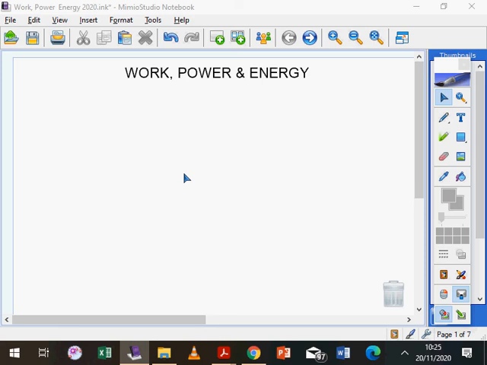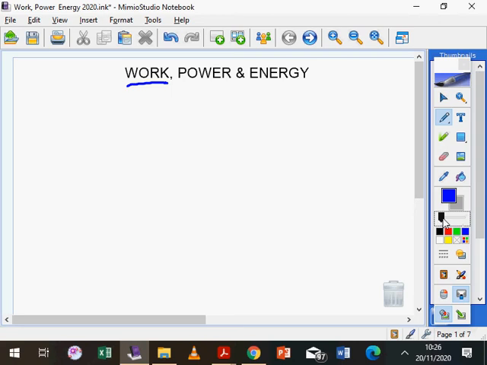Good morning, guys. So this is our next unit, our new unit: work, power, and energy. We'll talk about how work is done, when work is done, what power is, and energy. The big idea here is the conservation of energy, and we'll talk about that too. But today, I just want us to talk about work, what work is, and when we say that work is done.